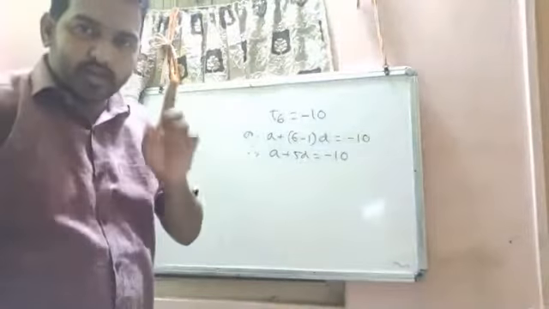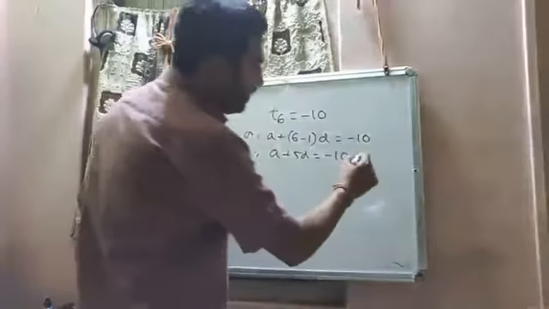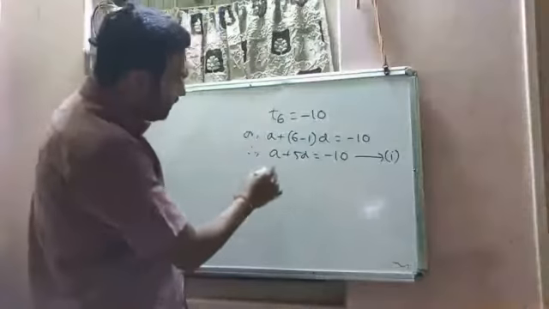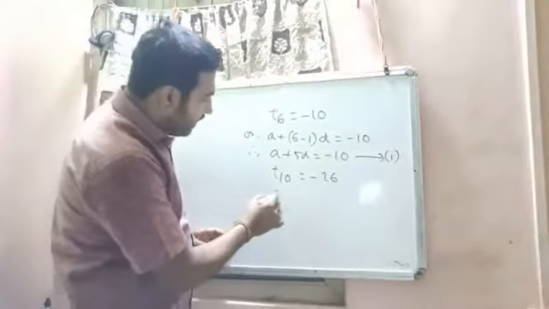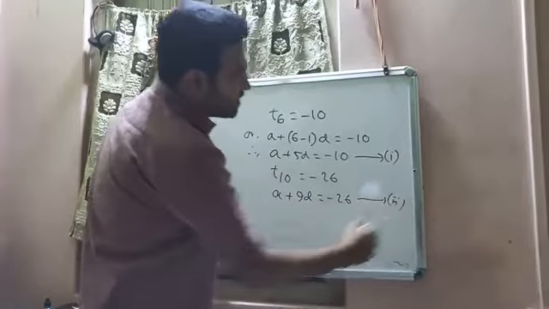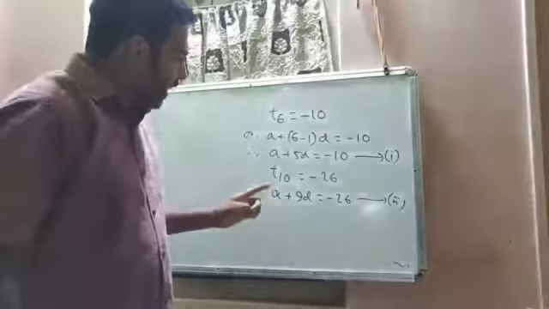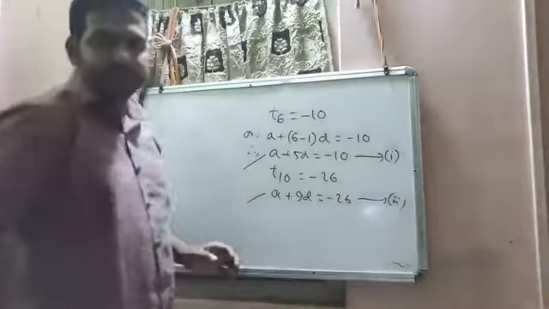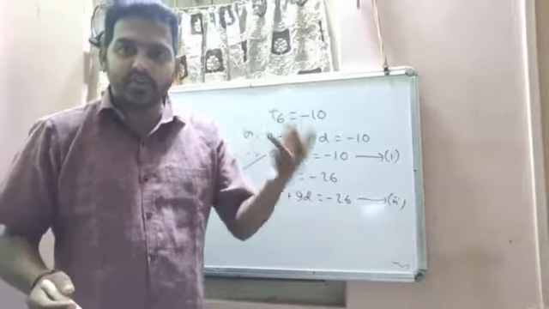This is an equation with two variables A and D. Let me mark it as equation number 1. Again, the 10th term is equal to minus 26 as given in the question. Similarly, we can write A plus 10 minus 1, that is 9D, is equal to minus 26. This is equation number 2, another linear equation of two variables. Let me solve these two equations. Already you have learned how to solve two linear equations in two variables.